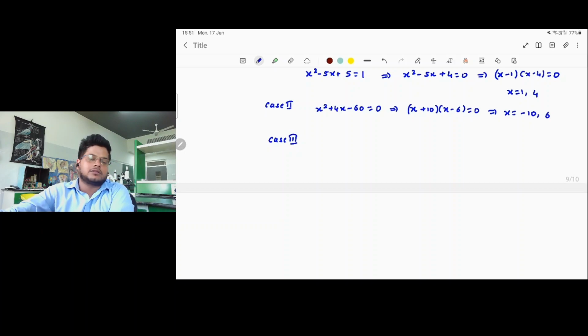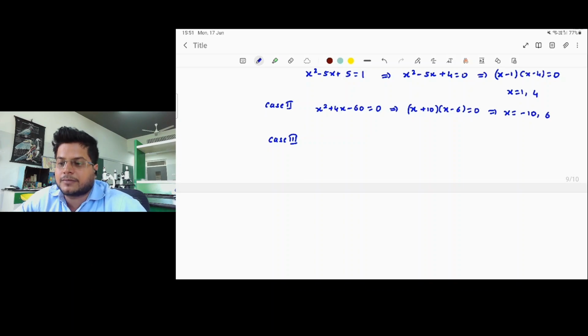Case 3. The third case is, what if base becomes negative 1 and power is even? Getting my point? If base becomes minus 1 and power is even, so minus 1 to the power even will give you 1, isn't it? I hope you're getting it.